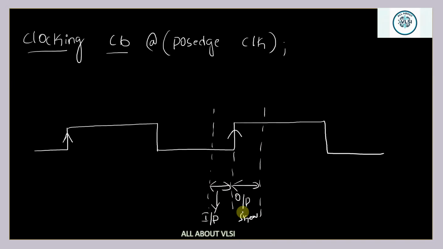So basically input skew is the time before the positive edge of the clock, or active edge of the clock, where your testbench is going to sample the signals. That is nothing but my input skew. Whereas my output skew is the time after the positive edge of the clock, or after the active edge of the clock, where my testbench is going to drive the signals. That is nothing but my output skew. Is it clear, guys?